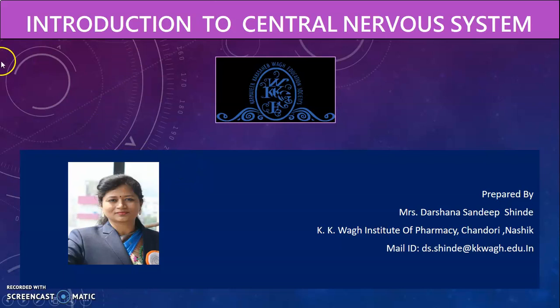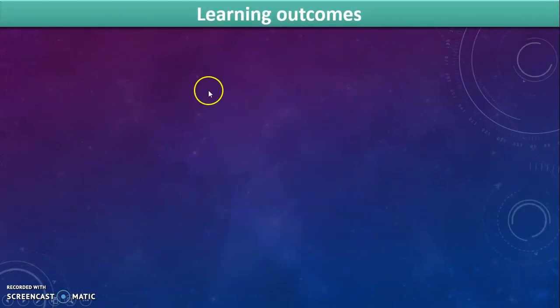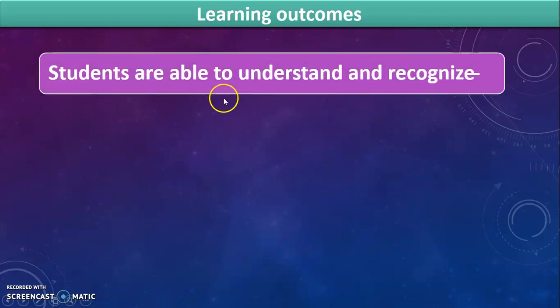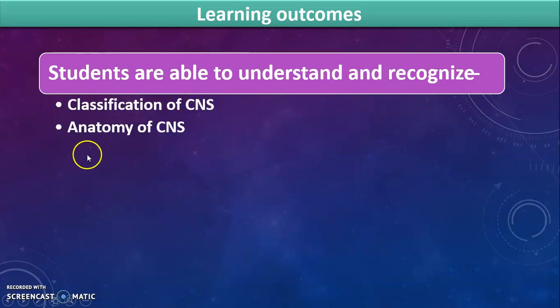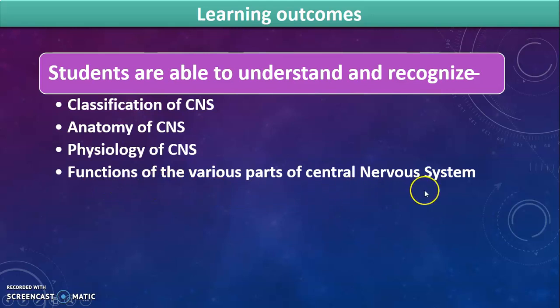Our today's discussion topic is Introduction to the Central Nervous System. Learning outcomes of our today's session are: students should be able to understand and recognize the classification of central nervous system, anatomy of central nervous system, physiology of central nervous system, and functions of the various parts of the central nervous system. Let's start our session and discuss all the points one by one.